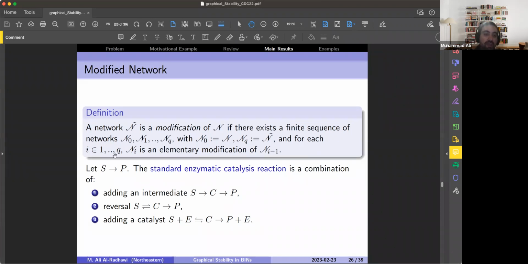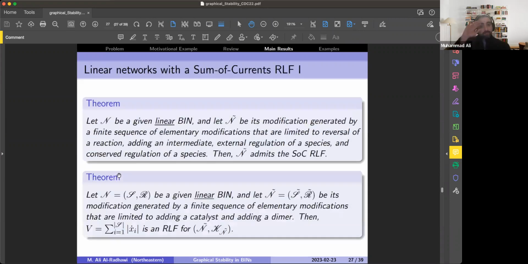So for instance, you can think of the abstract reaction as a species, substrate, going into a product. Okay, so this is the reaction, and we can think of it as adding an intermediate. So we have an intermediate, which is the complex C. So S goes into C, goes into P, and then we add reversal to the first reaction. And then we add a catalyst, which here is the enzyme. So you can think of the first reaction S goes into P, and its modified version is S plus E, going back and forth to C, and then to product plus enzyme. So this is a modification of the previous one.